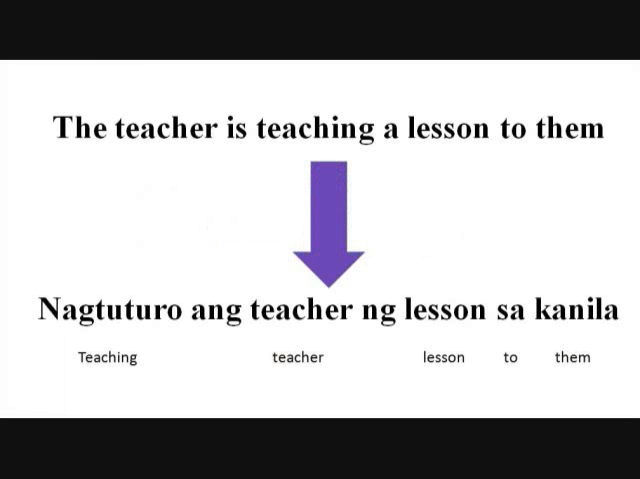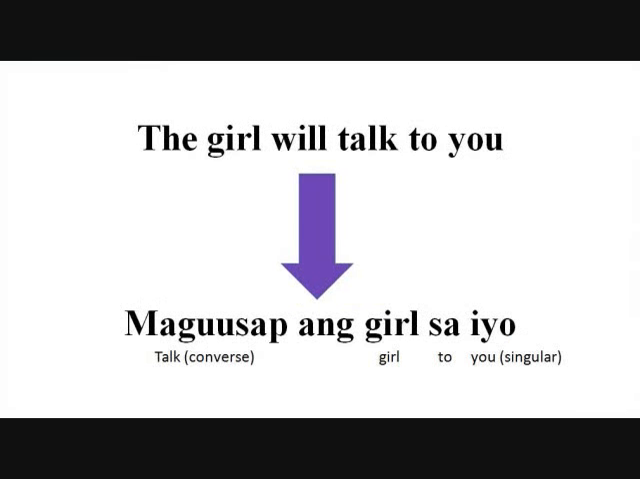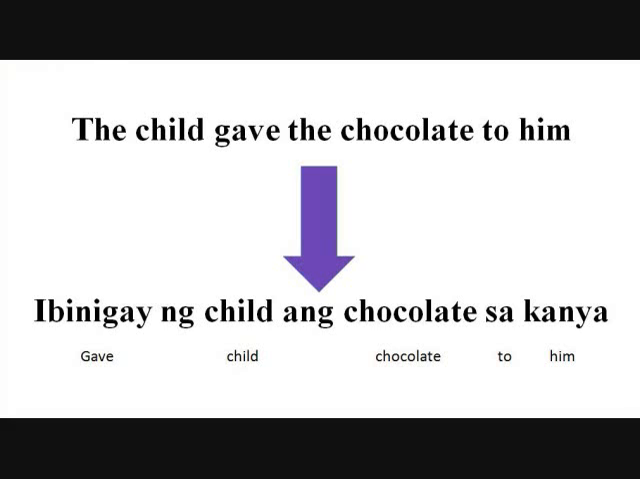The teacher is teaching a lesson to them. Nagtuturo ang teacher ng lesson sa kanila. The cat sat on me. Umupo ang cat sa akin. The girl will talk to you. Mag-uusap ang girl sa'yo. The child gave the chocolate to him. Ibinigay ng child ang chocolate sa kanya.